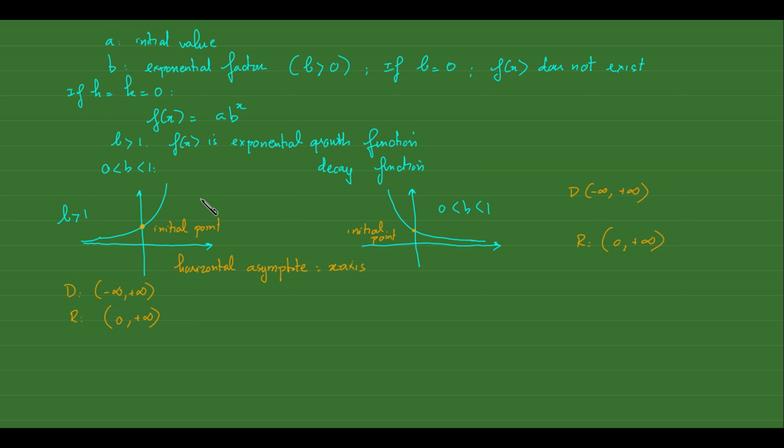So I know that if b is greater than 1, the function is a growth function, right? And the b value for the growth function, we call that the growth factor. Just add that. So this is the growth factor for b greater than 1, and this is the decay factor for b between 0 and 1. Now, let me give you the examples.